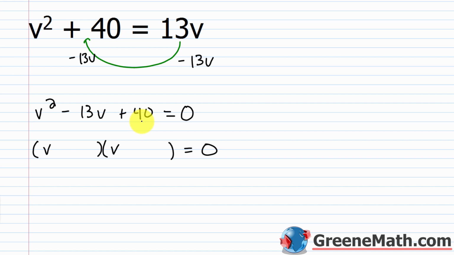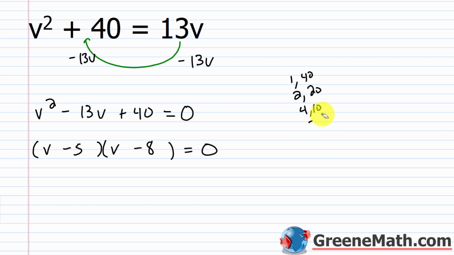So if I think about that, for 40 I have what? I have 1 times 40. I have 2 times 20. Not divisible by 3, I have 4 times 10. I have 5 times 8. Now 5 and 8 I could make that work. If I had negative 5 plus negative 8, that's negative 13. Negative 5 times negative 8 is 40. So negative 5 and then negative 8.